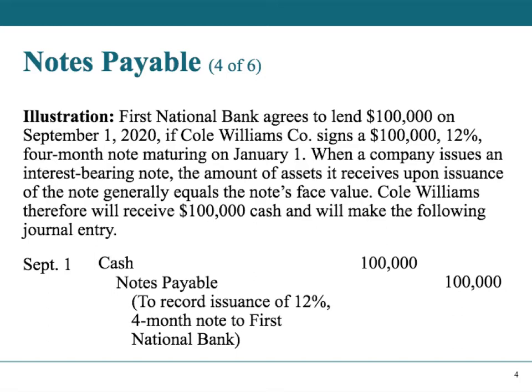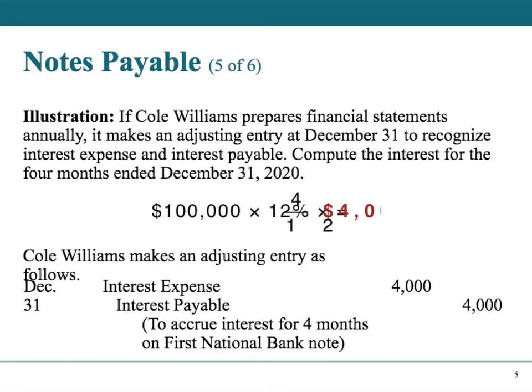In this case, what will we do? Cole will debit cash for $100,000 and credit notes payable, and that's it. No journal entry for the interest. He doesn't owe any interest yet. Now, if Cole prepares financial statements annually, then he will have to recognize interest expense and interest payable.